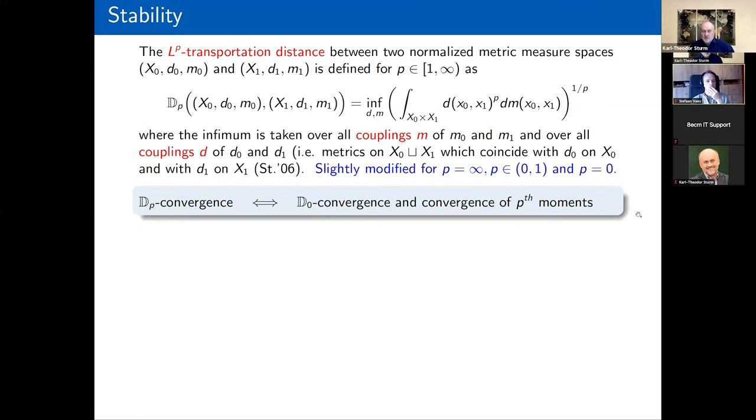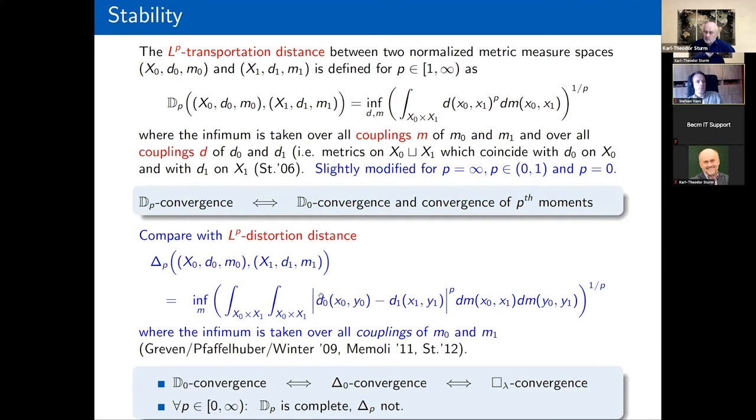There's another distance which is of particular interest, which is closely related, but not really equivalent. This is the so-called distortion distance. And here we do not measure the distance of transport. We measure the difference between distances.